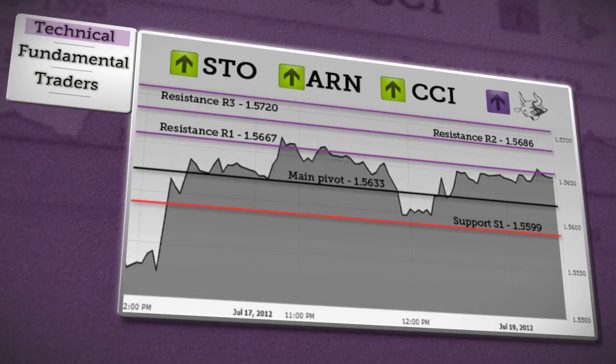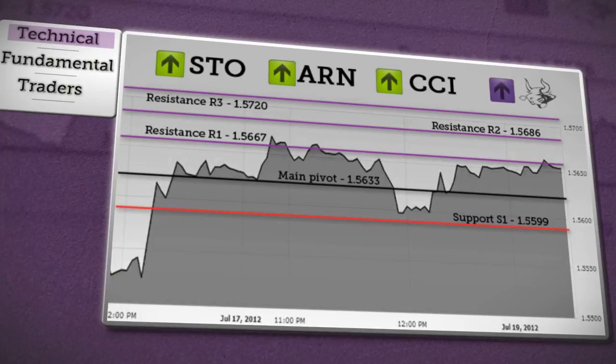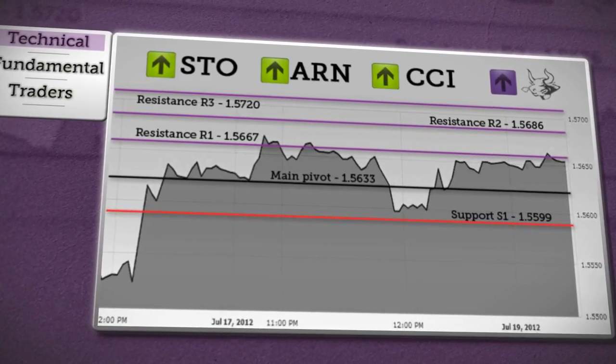The sterling dollar is above daily pivot and will be able to break above R1. It will focus on R2. If the upward move continues, the next objective could be at R3. Our indicators show a bullish trend.